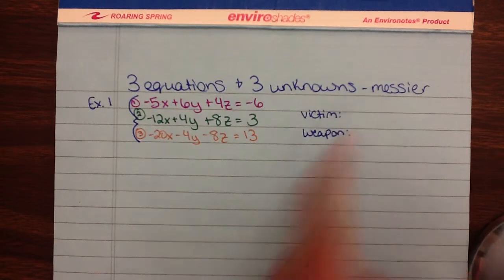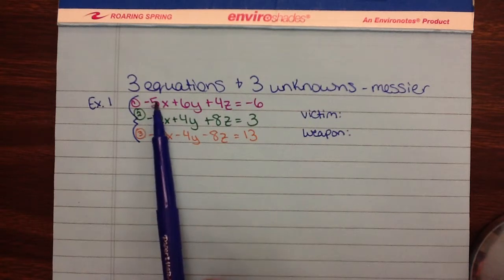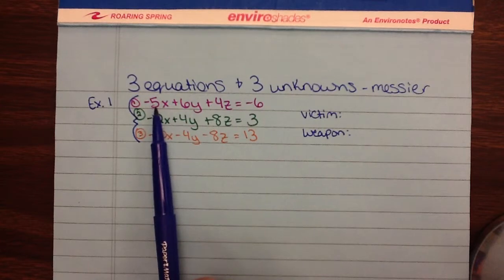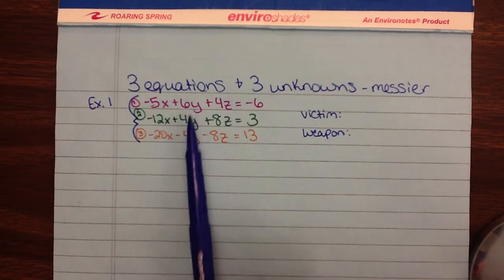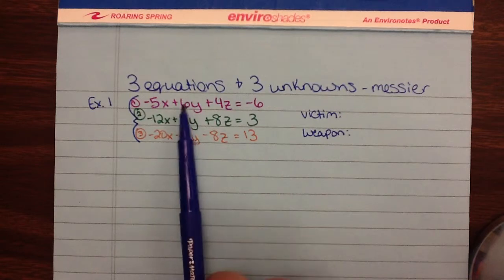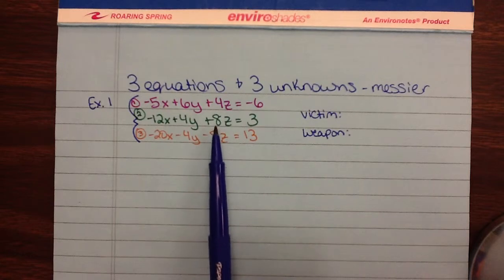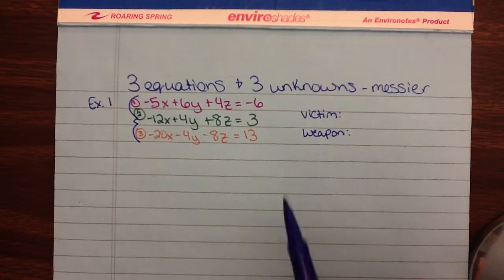This is 3 equations and 3 unknowns, messier, because we're going to get a little messier today. We've got some bigger numbers, first of all, so let's decide which one we want to make our victim and which one we want to make our weapon. If I look at the coefficients of x, there's not really an easy way to make 5 become 12, so I probably don't want to use those. Y's, oh, these 4's are already opposite, but there's not really an easy way to make 4 become 6. I'd have to multiply both equations, so let's look at z's. 4, 8, and 8. These ones already cancel, and this one I can just move down here. So that looks like it's going to be pretty easy.